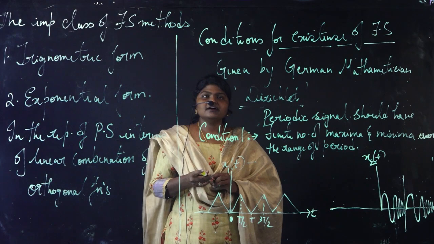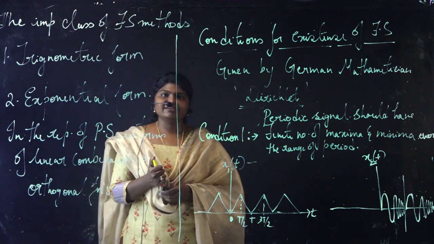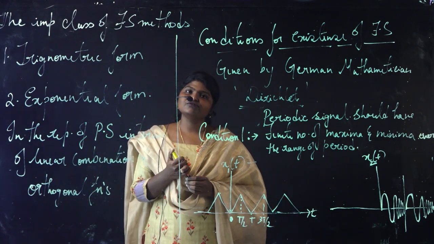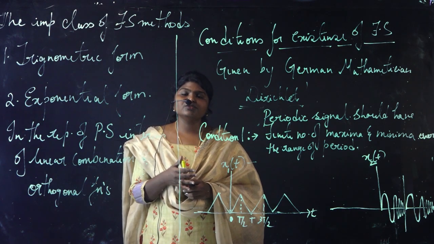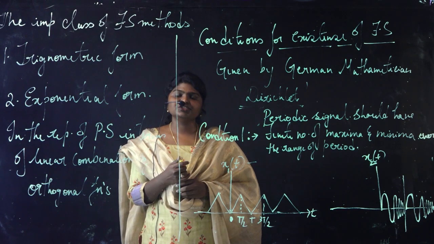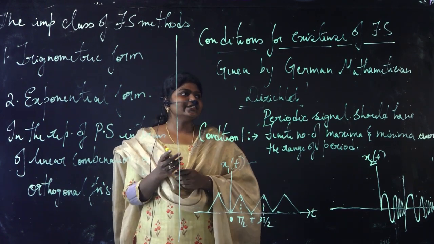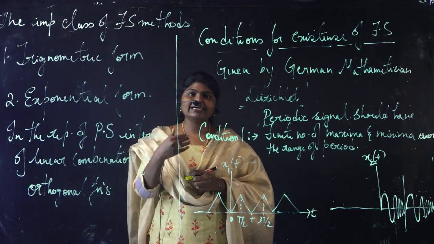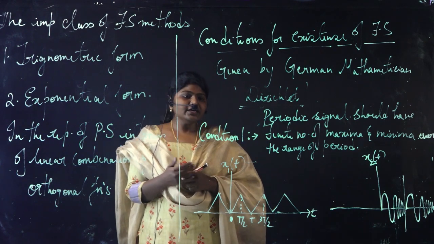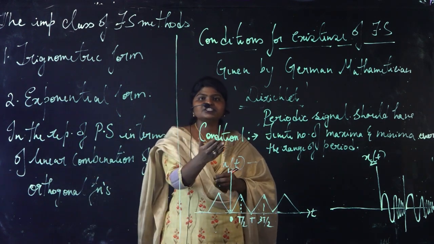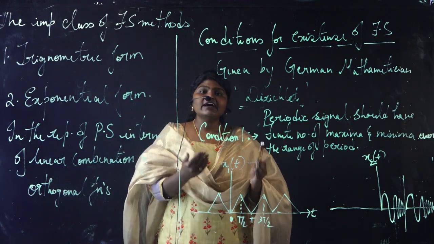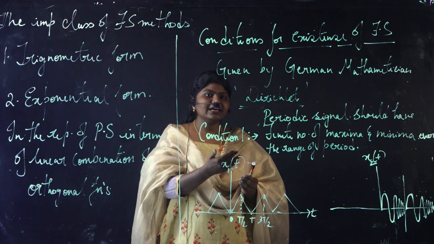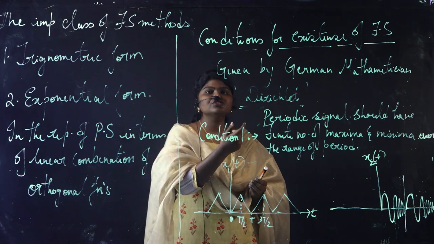Not every periodic signal can have an expansion of Fourier series. It has to satisfy certain conditions, and those conditions are called the Dirichlet conditions. Dirichlet was a German mathematician and he developed these conditions. Condition 1 is that the periodic signal should have a finite number of maxima and minima over the range of a period.